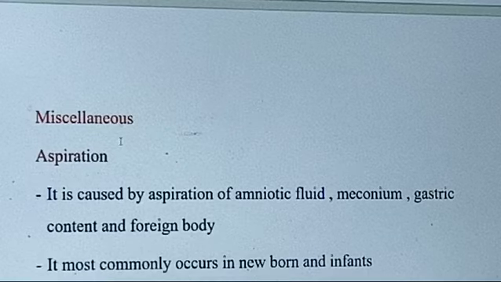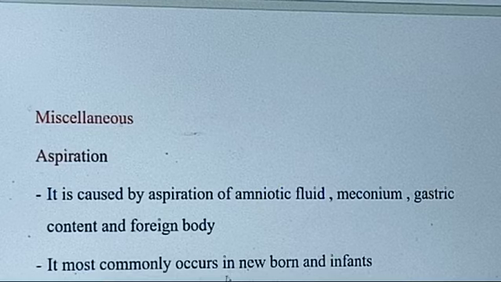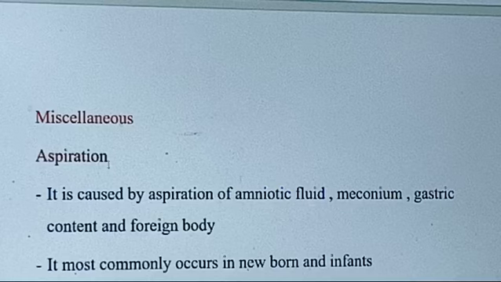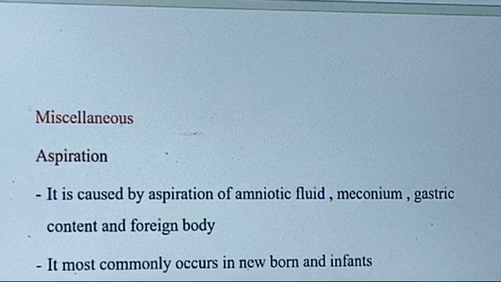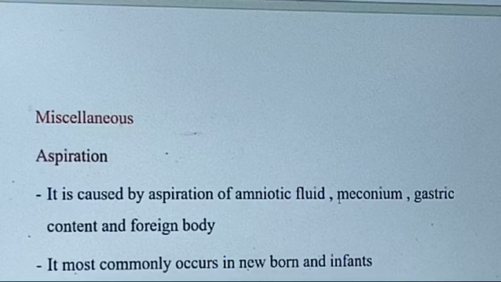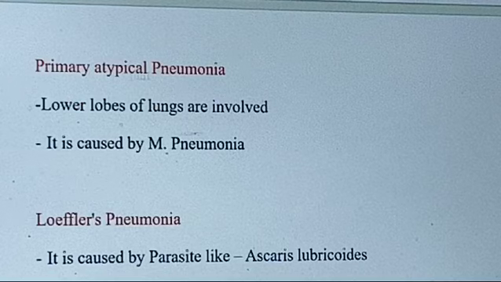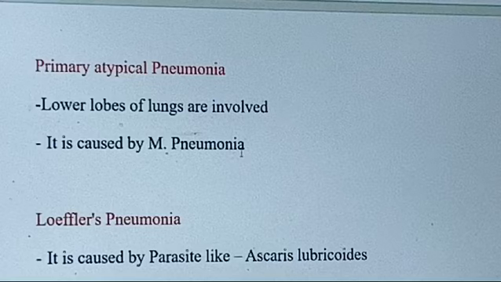Coming to miscellaneous pneumonia, first is aspiration pneumonia. Especially in newborn babies and infants, aspiration pneumonia occurs because during delivery or before delivery there is a chance they can swallow amniotic fluid. Sometimes the baby passes meconium inside the uterus and swallows this meconium, leading to aspiration pneumonia. Primary atypical pneumonia mainly affects the lower lobes of the lungs and is caused by Mycoplasma pneumoniae.